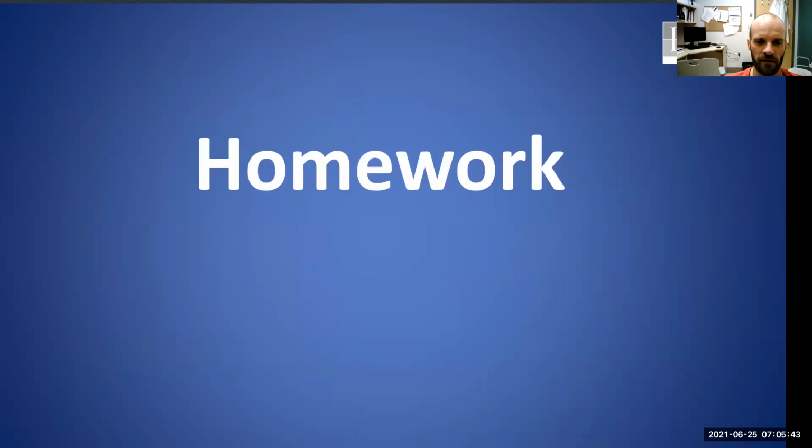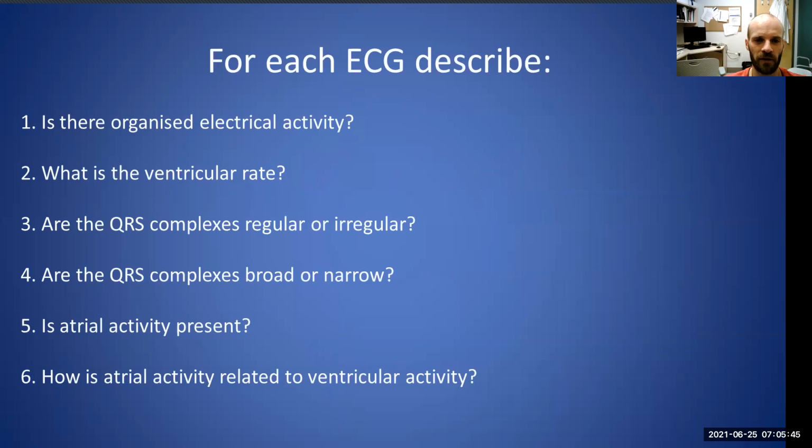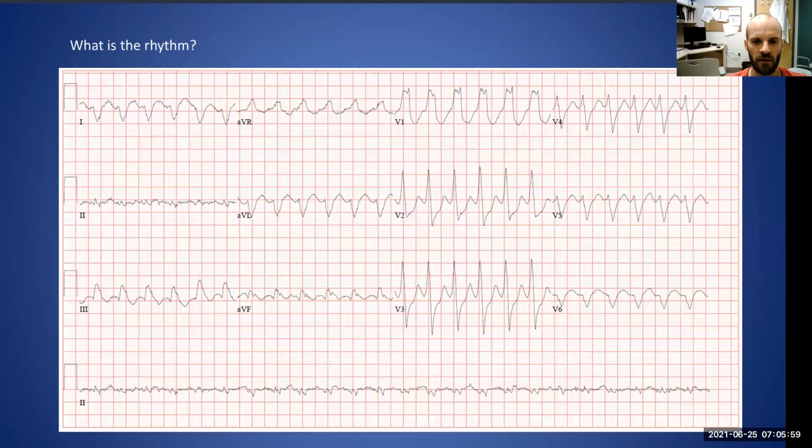So let's go through the homework. For each ECG, we can describe if there's organized electrical activity, what the rate was, whether the complexes are regular or irregular, whether they are broad or narrow, whether atrial activity was present, and how atrial activity is related to ventricular activity. And we're going to have a stab at what the rhythm was. So who wants to go first? You know that everyone's going to get picked, and they're probably going to get harder as they go on. So I would suggest you volunteer quickly. So who wants to go first?